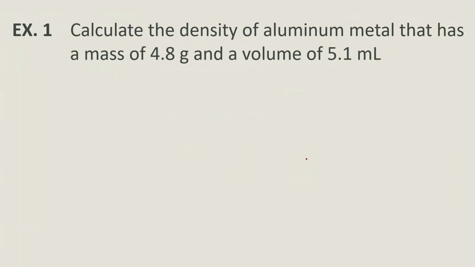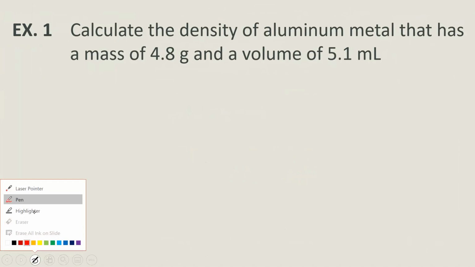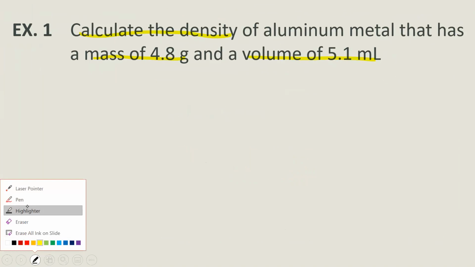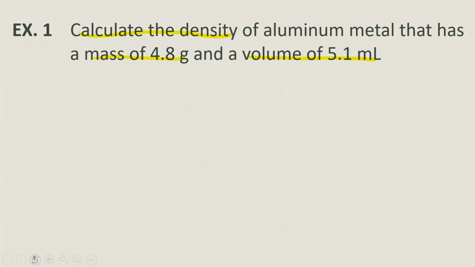So, first example, try this out in your notes. Actually try it so you know what you're doing. Calculate the density of aluminum that has a mass of 4.8 grams and a volume of 5.1 milliliters. First, the important parts: we have our mass here, our volume here, and it says to calculate the density. So all we have to do is use our density equation and plug in the numbers.